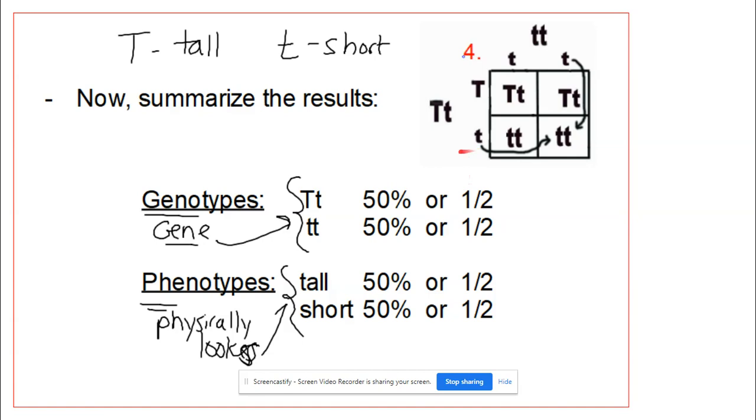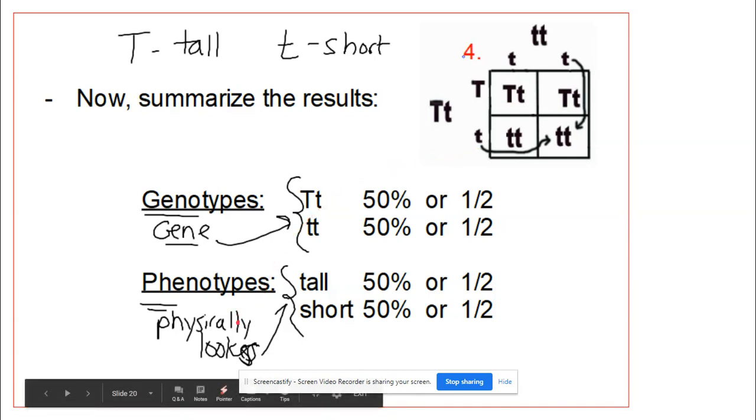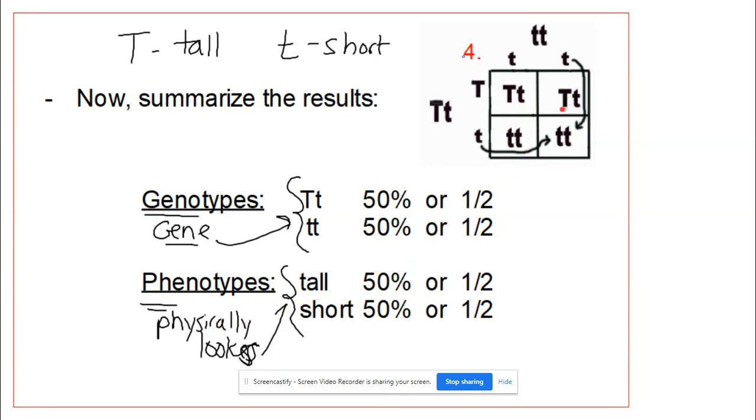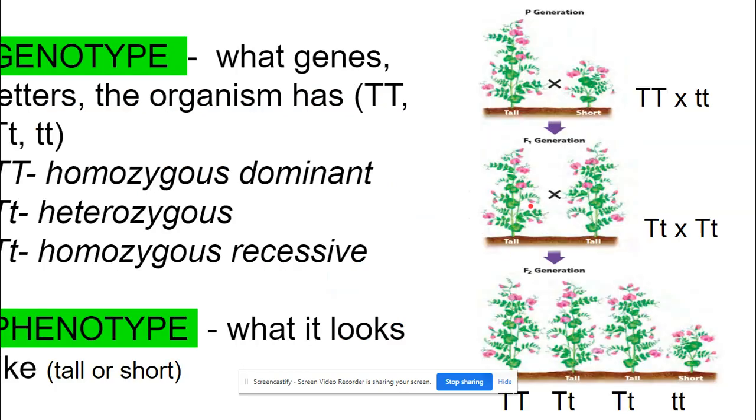Now, phenotype is how they appear, how it physically looks. I always think of the phenotype, physical appearance. So how many of them are tall? Well, anything with a capital T. So there's 2 out of 4, or 50%, and 2 out of 4 are short. Now, in this case, the genotype and phenotype ratios match, but that's not always the case.